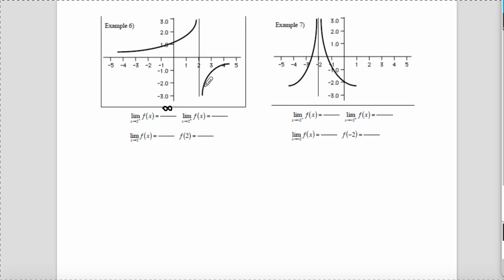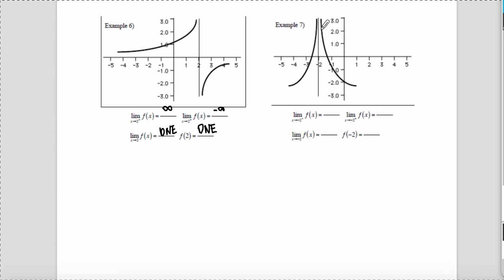From the right-hand side, looks like our limit approaches negative infinity. Oh, the left and the right-hand side are not the same, so the limit does not exist. What about f of 2? There is no point at f of 2. It's a vertical asymptote, so f of 2 also does not exist.